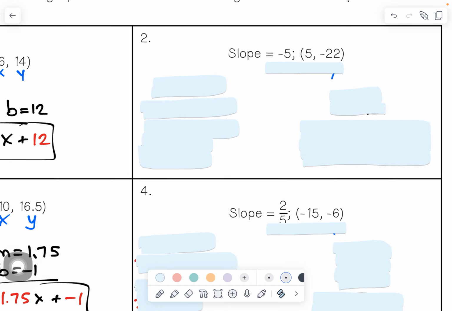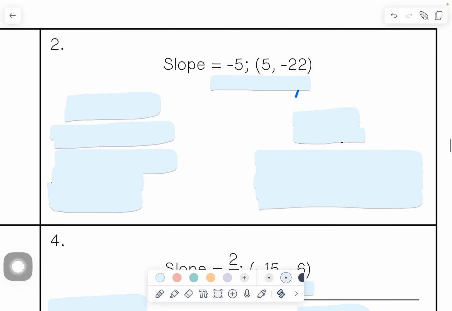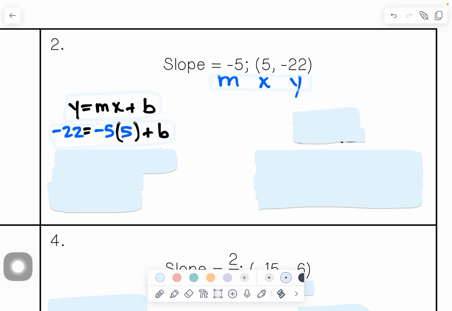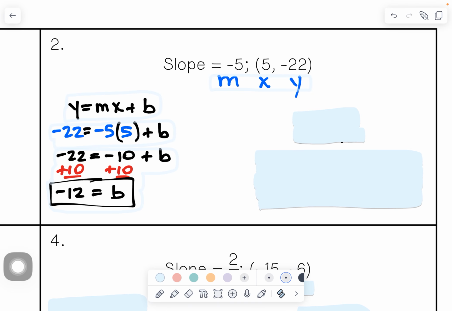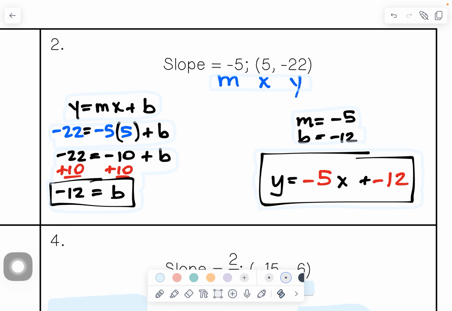All right, welcome back. So example 2, label each of my values, m, x, and y. Y equals mx plus b is where I'm starting. I'm substituting in negative 22 for the y, negative 5 for the m, 5 for the x. I'm going to solve that equation for b. I end up getting negative 12. I'm going to label negative 5 and negative 12 as my m and my b, and write the equation that I came up with. So hopefully you were able to do that and check that on your own.